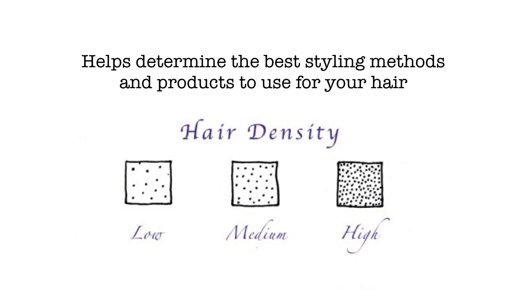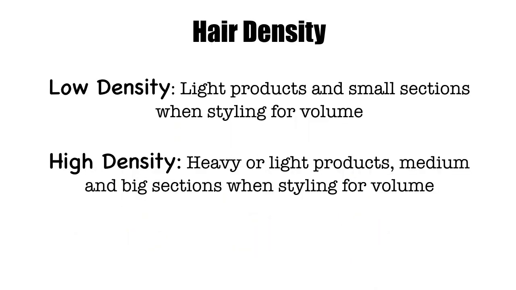So for medium density, you can kind of see your scalp, but not really. So it's not really noticeable. But if you have low density hair, you can really see your scalp. So why is it important to determine what type of density your hair is? If you have low density hair, meaning that your hair is thin, you have to make sure to use lighter products so that you can actually increase the volume of your hair and to make it appear thicker.